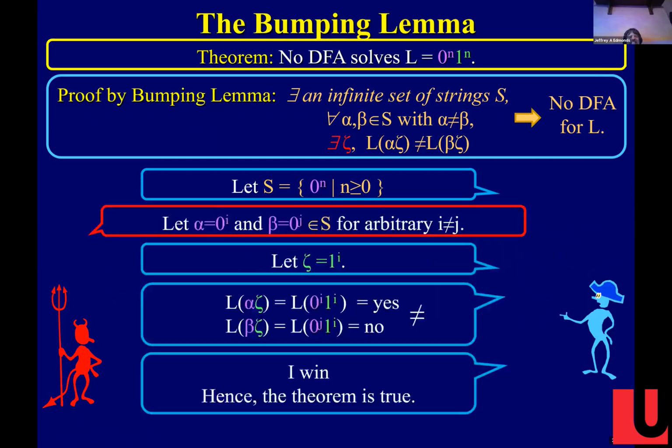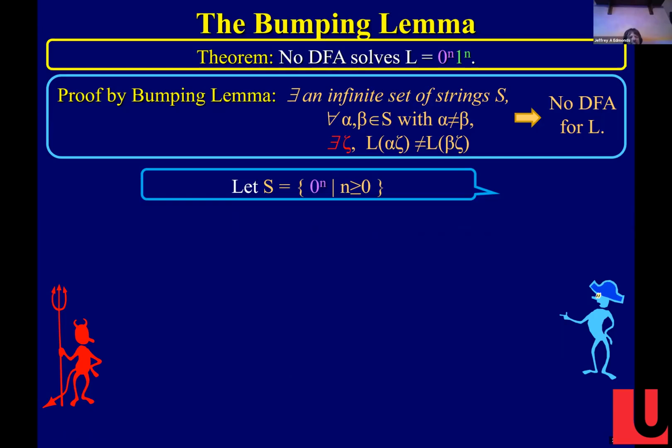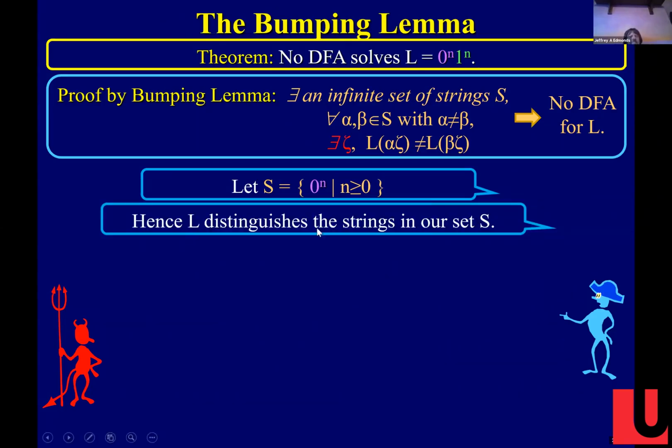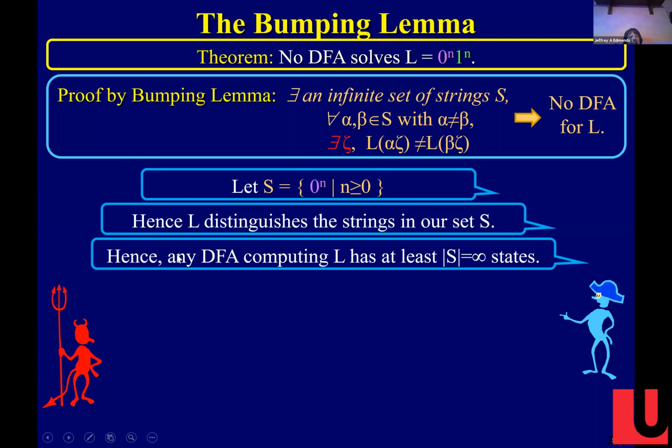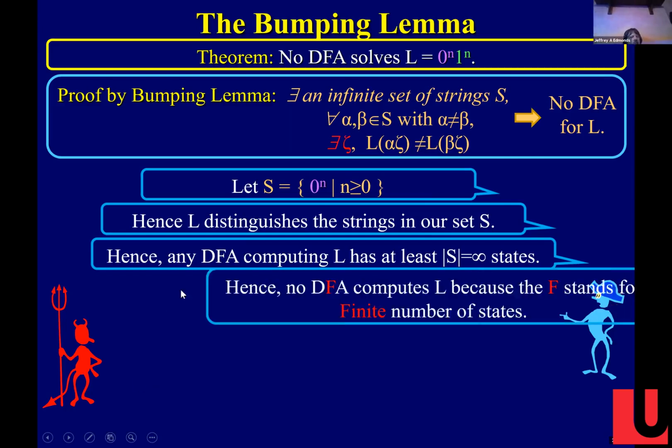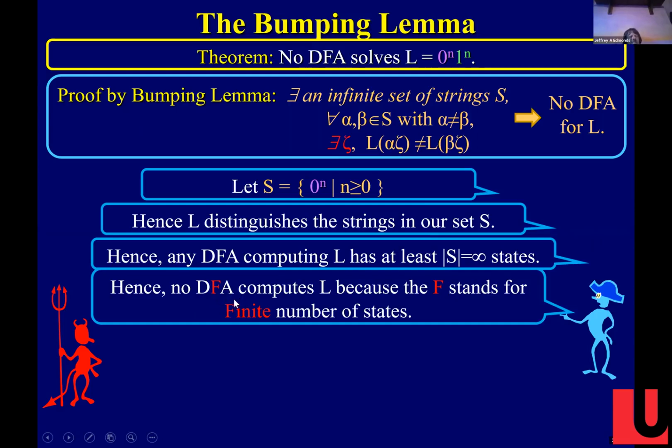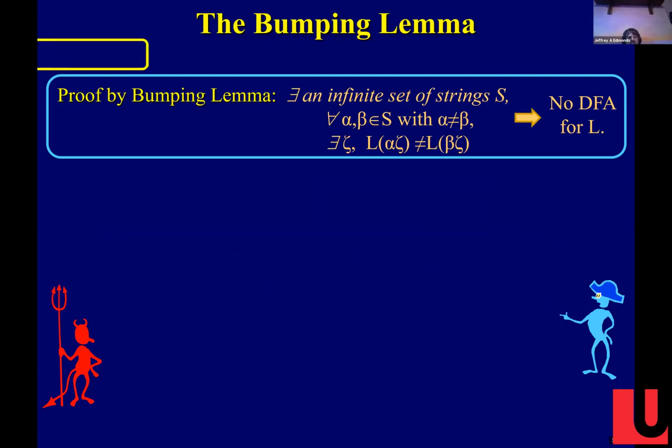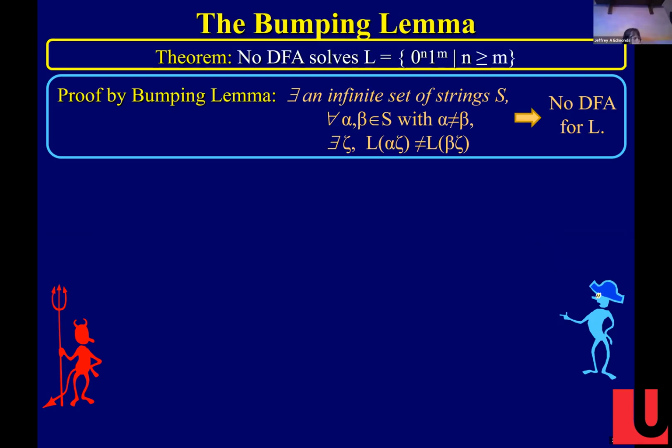And then once you've done this, you want to finish the proof. Hence you say, hence L distinguishes our set S, and hence any DFA computing L needs at least an infinite number of states, right? Hence no deterministic finite automata can compute L. That's how you finish. And that's what you have to do in the test. All right? Everybody understand that?